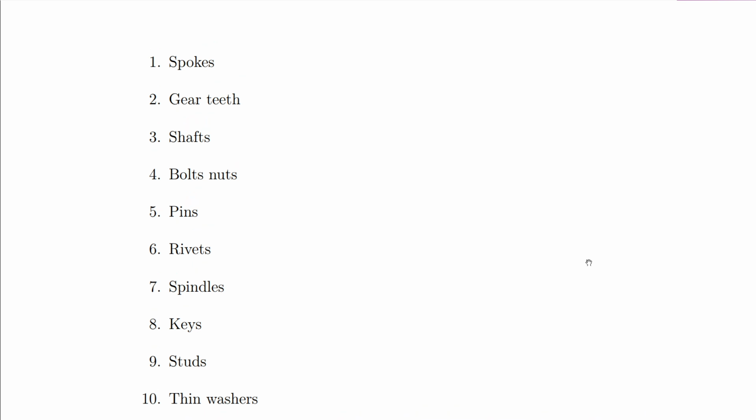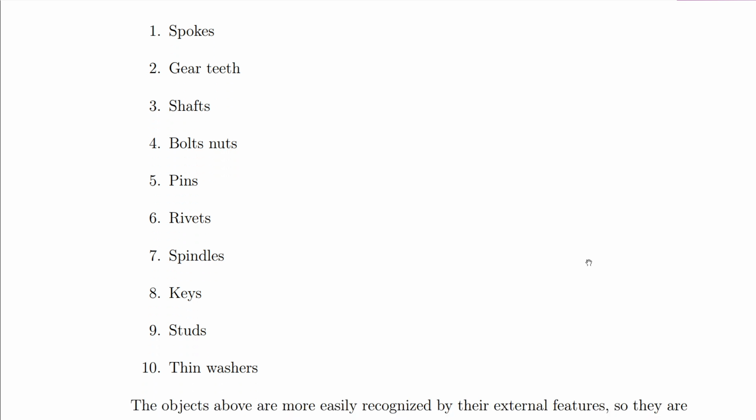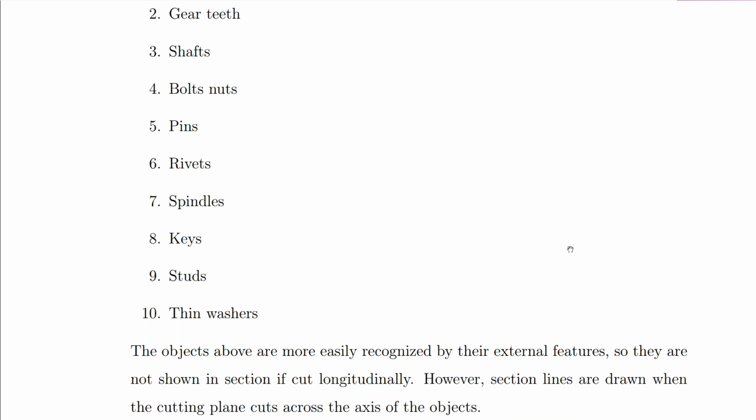The first one is spokes. Spokes, we don't draw section lines on them. Gear teeth, we don't draw section lines on them. Shafts, bolts and nuts, pins, rivets, spindles, keys, studs, thin washers, all these we don't draw section lines on them.